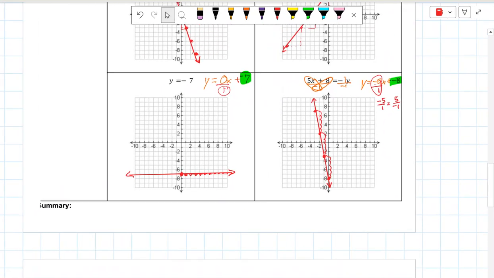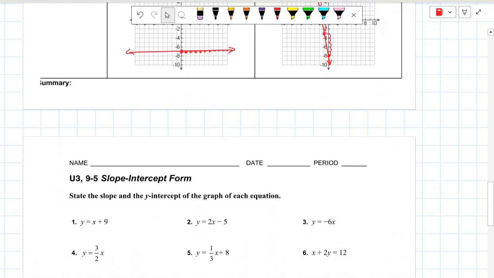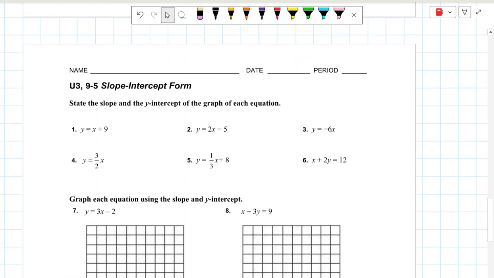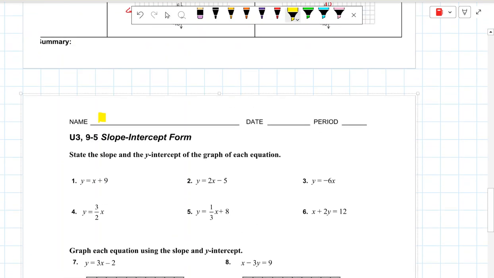That's how you graph lines. Let's take a look at a bit of your homework or your assignment. First name, last name, date, and period. That always goes first.